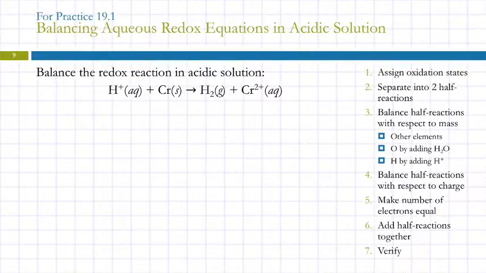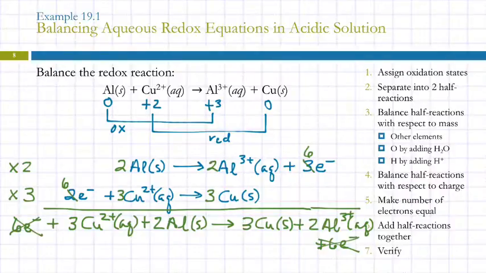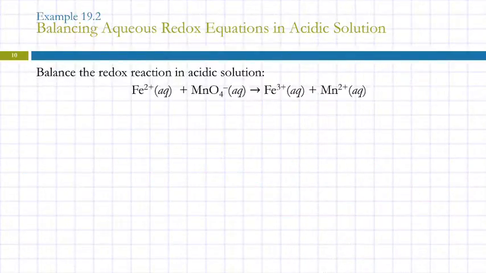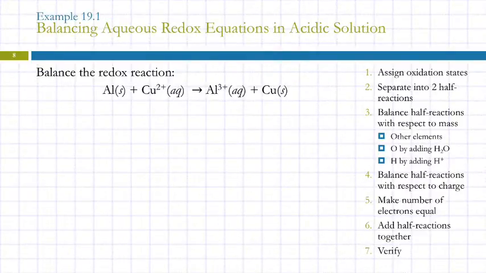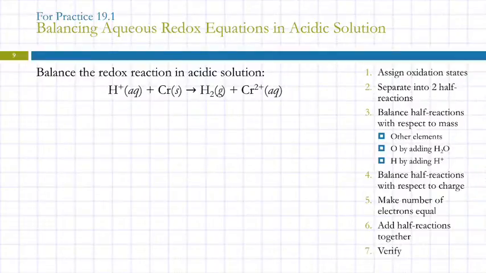What if it's a compound? That's an excellent question. Let's look at one that has a compound in it. Here's another one. Oh, this one doesn't have a compound yet. We'll get to it. This one's a little more complicated. Here we've got hydrogen ion and chromium atoms making hydrogen gas and chromium ions.